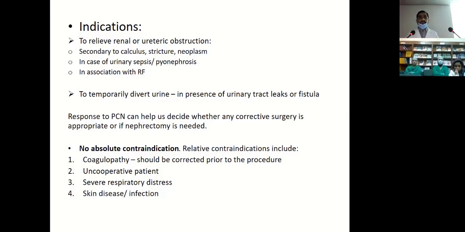There is no absolute contraindication, but relative contraindications include coagulopathy, which should be corrected prior to the procedure, an uncooperative patient, severe respiratory distress, and skin disease or infection.